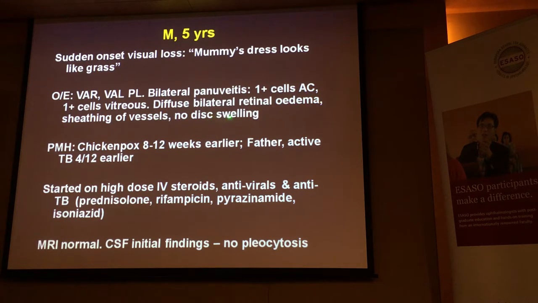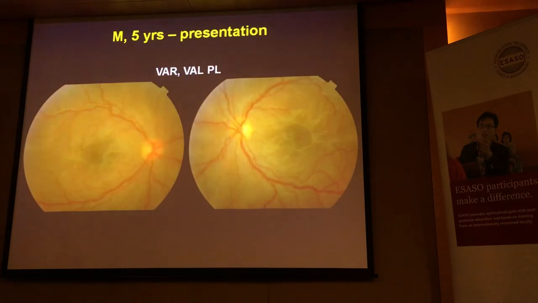Diffuse edema, we'll look at these in a minute. Medical history of chickenpox, family history of active tuberculosis, and there is diphtheria tetanus in the house. The doctor who saw her, Graham St. Thomas, very, very experienced, had no idea what was going on. So she was empirically started with high-dose IV steroids, antivirals, anti-TB. MRI was normal. CSF showed no pleocytosis.